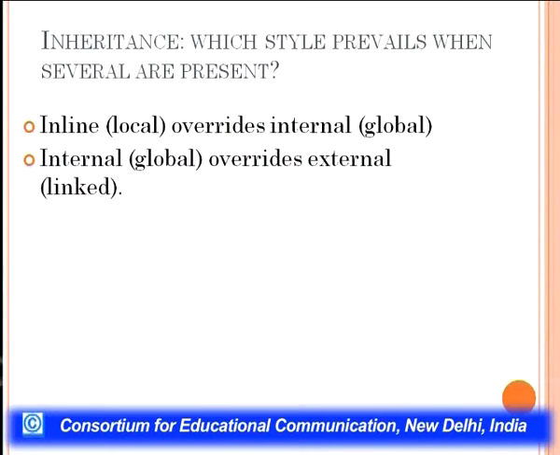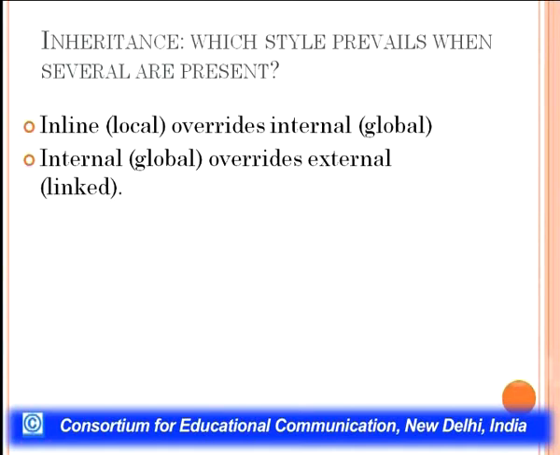Now if in a single page you find all three different types of style definitions, there is a situation where you have a collision between the styles. For example, I have defined paragraph font color as red in the linked CSS file, and I have defined paragraph font color as blue in the embedded, and I have defined paragraph font color as pink in the inline. Then which of these three font colors will be applicable if I use the p tag?